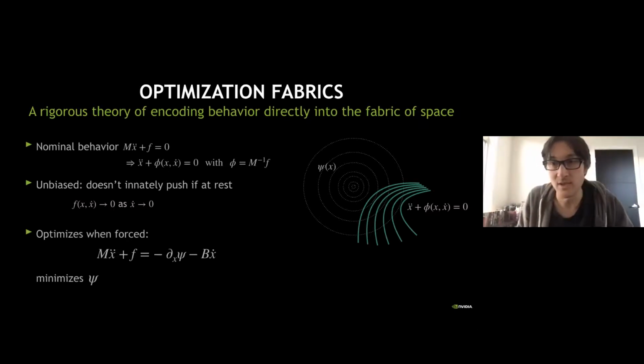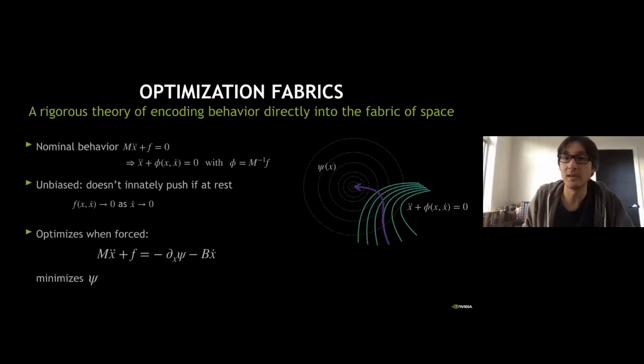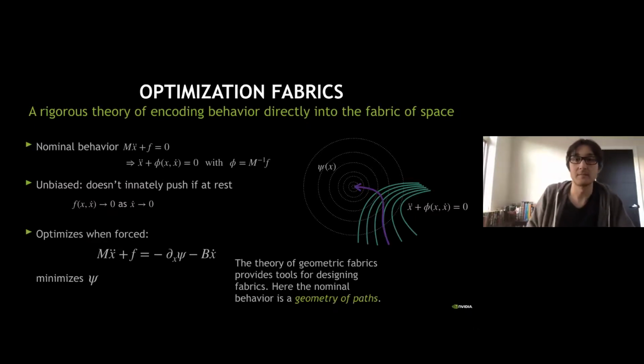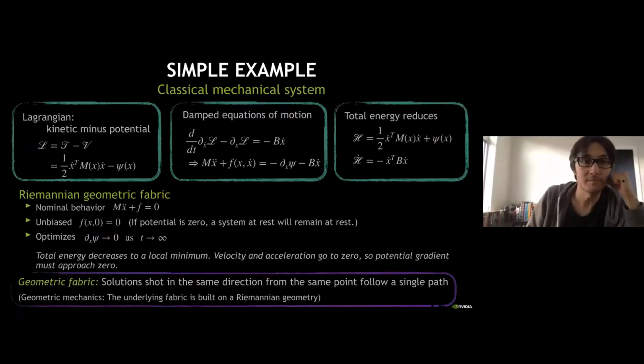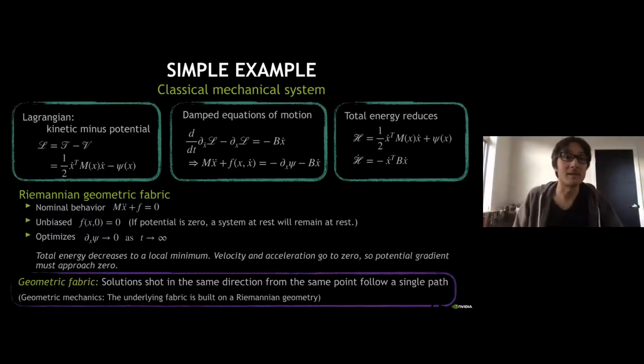So here's an illustration of that. You place a potential here and it forces the system across the fabric, and it ends up being biased by the fabric, but also optimizing that potential. And categorically, these things I've been calling geometric fabrics are going to be a type of optimization fabric built on non-Riemannian nonlinear geometries. So an example of this, I won't go through the details of the math here, but a high-level example is a classical mechanical system.